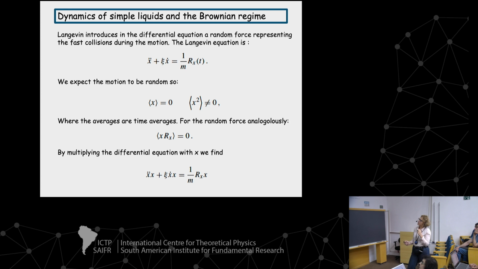And from the random force, analogously, since it's random, the average between the random force and x must be 0, because this is a random variable. So if we multiply by x, now it's a bit of a trick, a differential equation here. So this is a very easy passage from here to here. And let's remember also this fact.